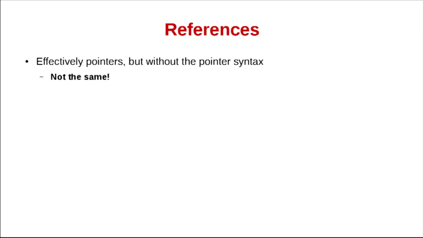References are strictly C++ compared to C. You will not find any references in C. If you ever work with Java, everything is references. You don't need to worry about that. So what is a reference? It is effectively pointers, but without the pointer syntax. But it's not a pointer. It's very important to understand that. It is not a pointer. What it really is, is just another name for the object right there. It is effectively the exact same thing as the object.